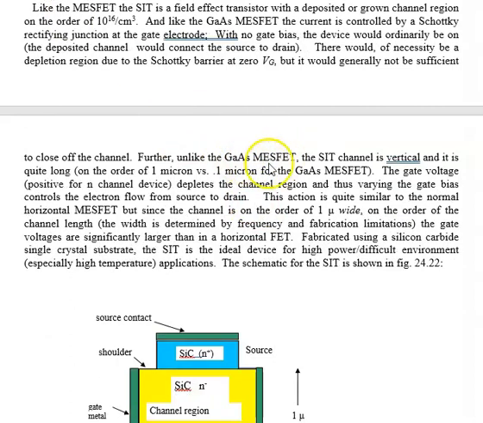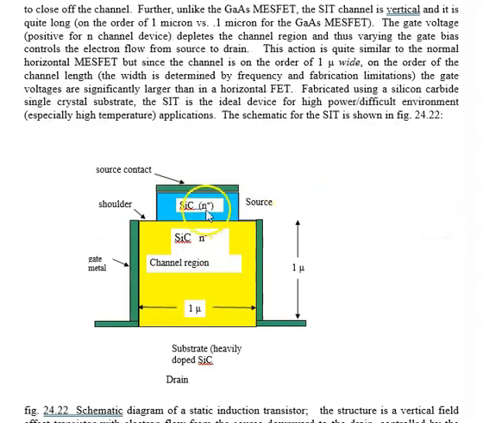Unlike the gallium arsenide MESFET, which is a horizontal device, where the charge flow is from source to drain in the horizontal direction, in the SIT the channel, everything, I should say the whole device, is vertical. So here is a schematic diagram. The charge flow is from source to drain, and it's up to down. So it's a vertical device rather than a horizontal device.